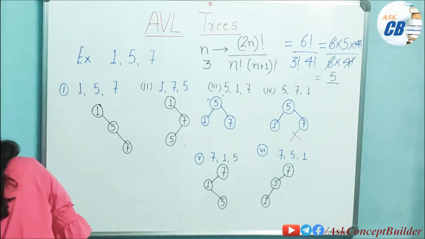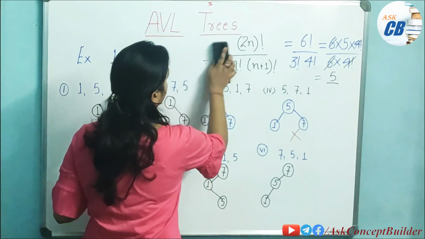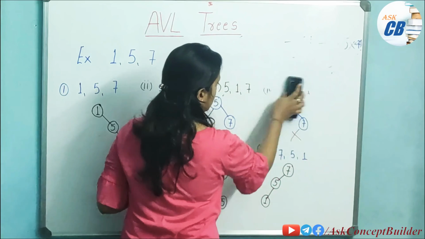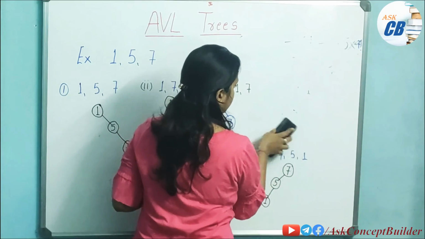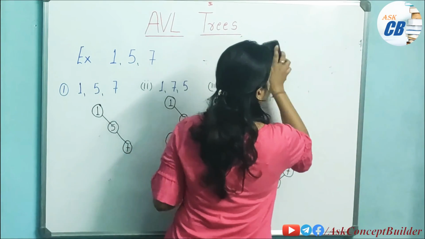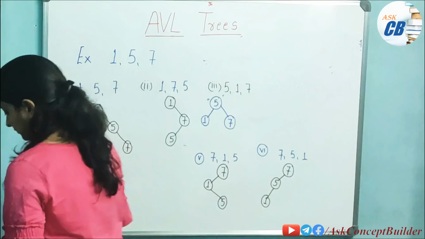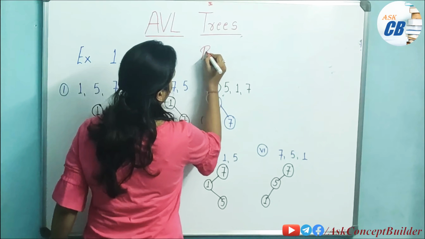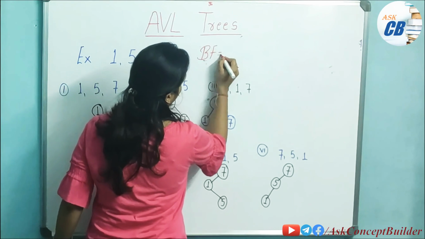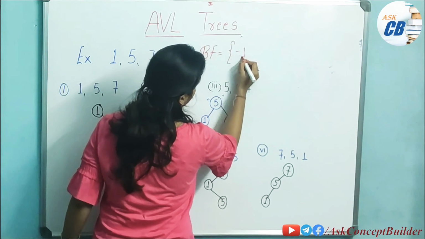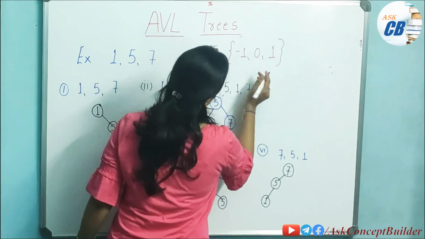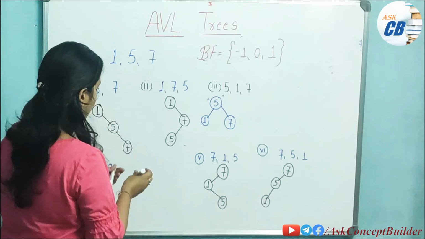Okay, so we will see here. Okay, so your balance factor should be either -1, 0 or 1. Okay, so we have to check here that each node is having this balance factor or not.